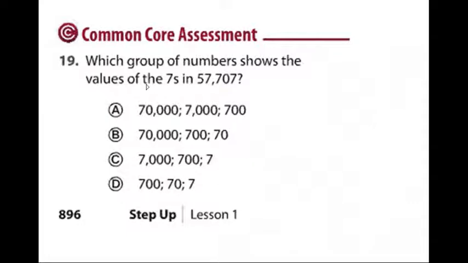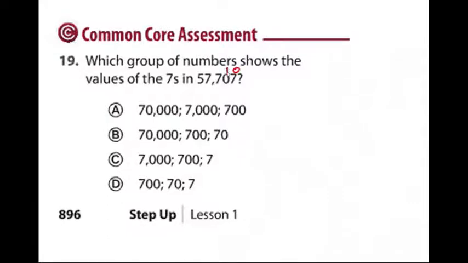Time to solve the Common Core assessment. Page 896. Exercise 19. Correct your answer with me. Which group of numbers shows the values of the sevens in this number? At first, can you read this number? Teacher, yes, I can read any big number. The first step, put the place values and put a comma after each 3 digits from the right.